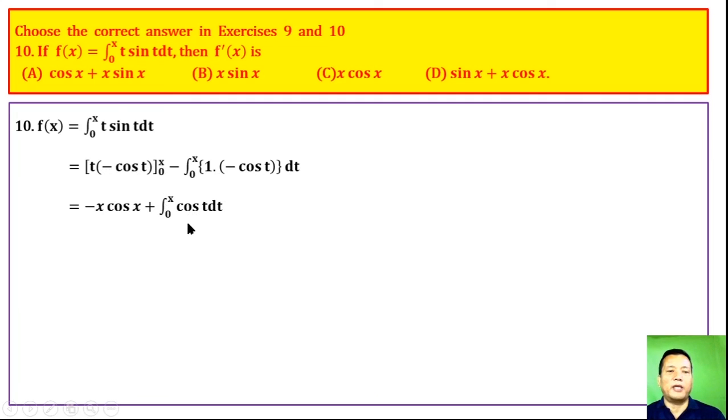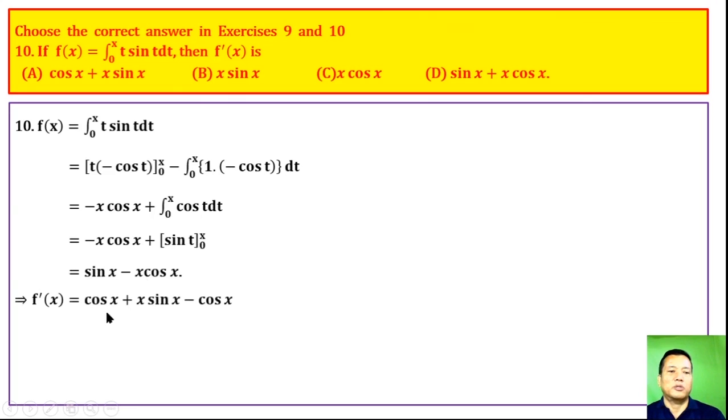And again applying here, whose integral of cos t is sin t, bounded by square bracket, upper limit at the top, lower limit at the bottom, which is the difference of sine of x minus sine of 0. We get this. Therefore, its derivative is sine x, its derivative is cos x. Applying the product rule in the second term, we get this. And cancelling cos x, we get x sine x. The correct option is B.